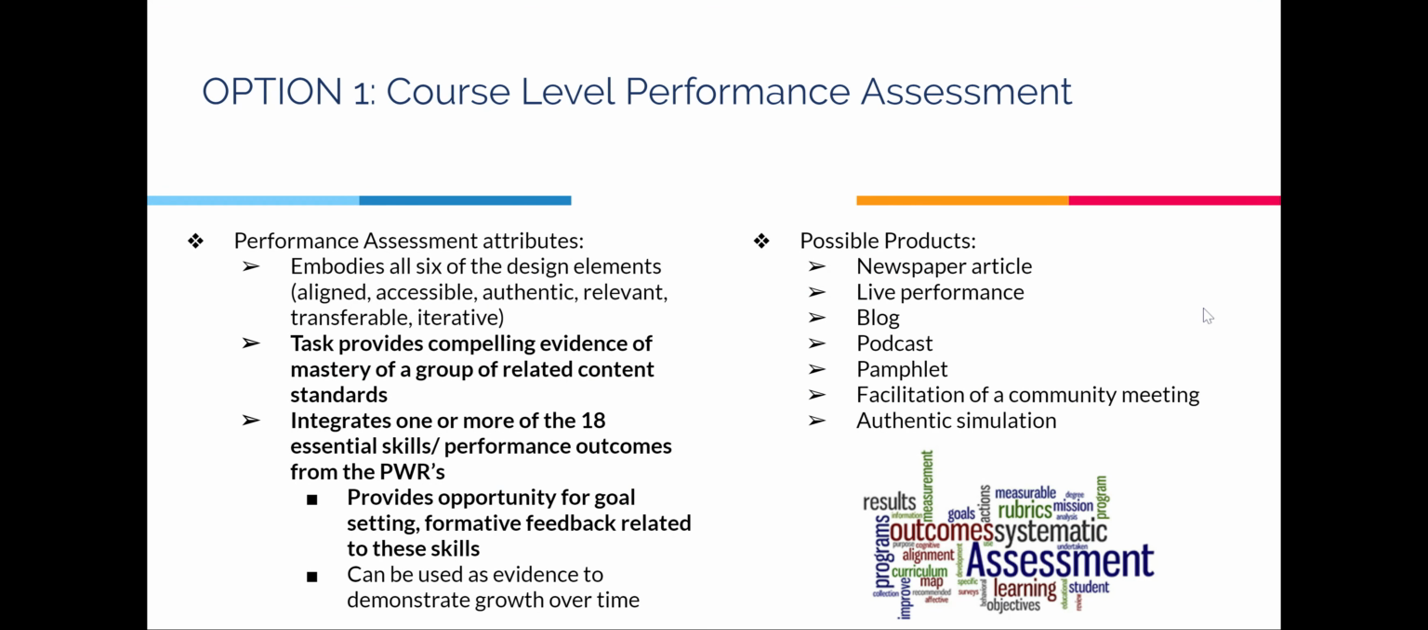Option 1 is for designing an assessment within a course. The task is going to provide compelling evidence of mastery of a group of related content standards and integrate one or more of the 18 essential skills and performance outcomes. And therefore, it will be able to be used to demonstrate growth over time related to the 10 graduation competencies. The resulting product, while varied, complex, and iterative, tends to be a single overall product.